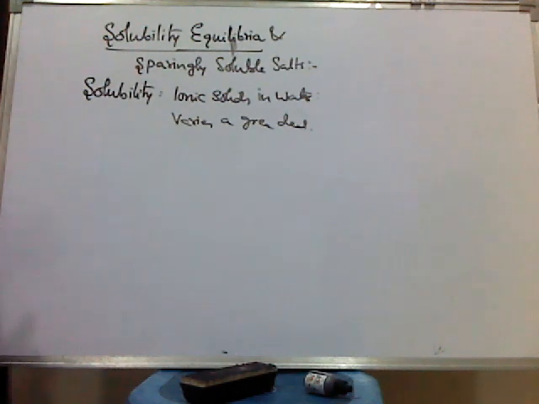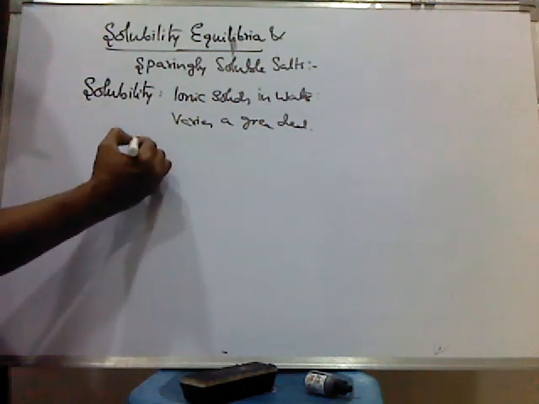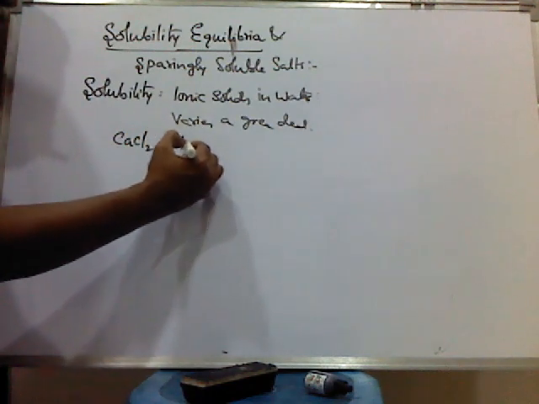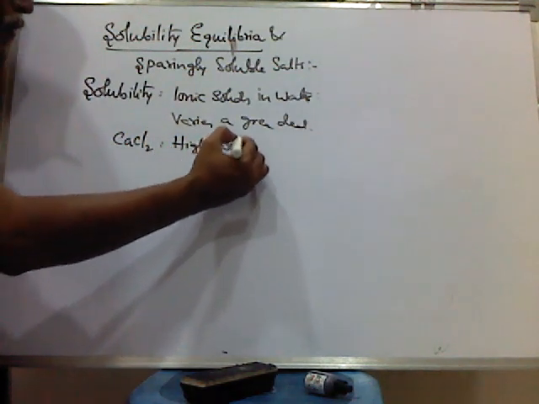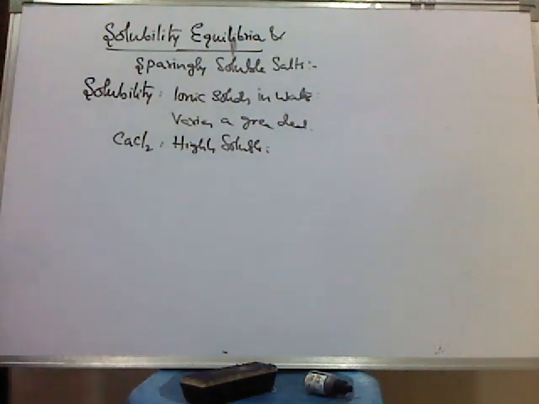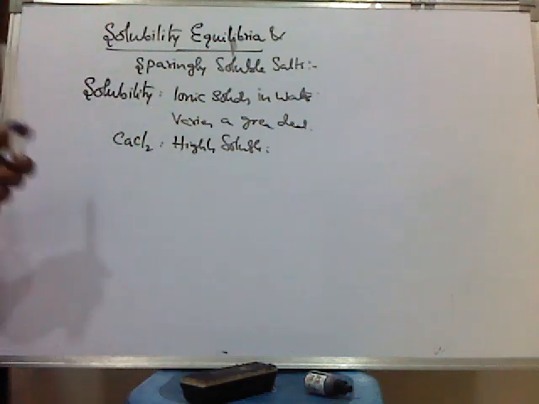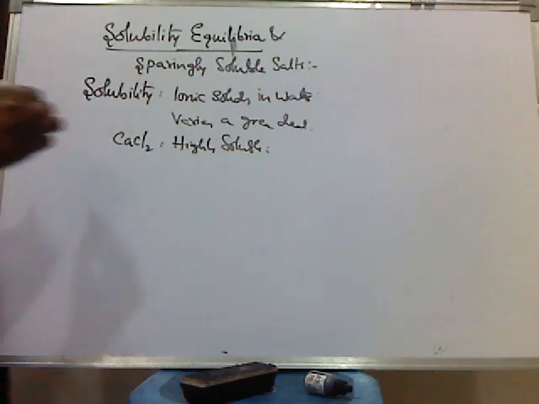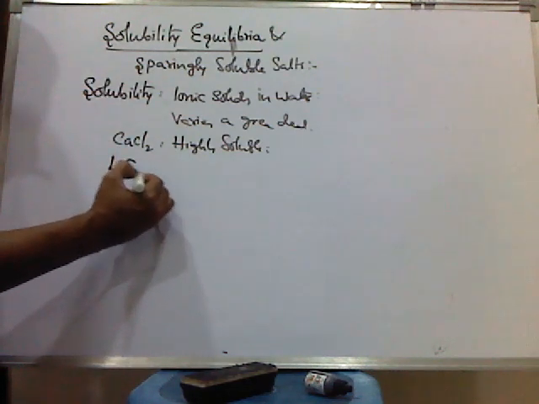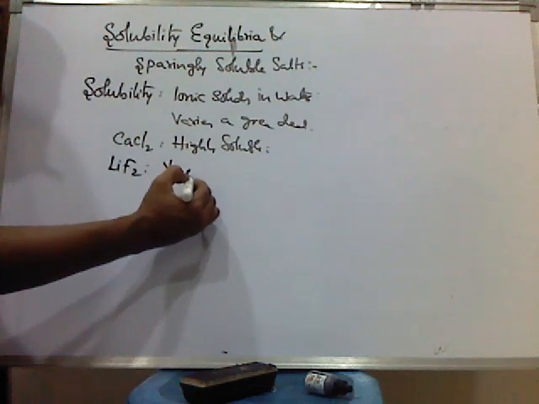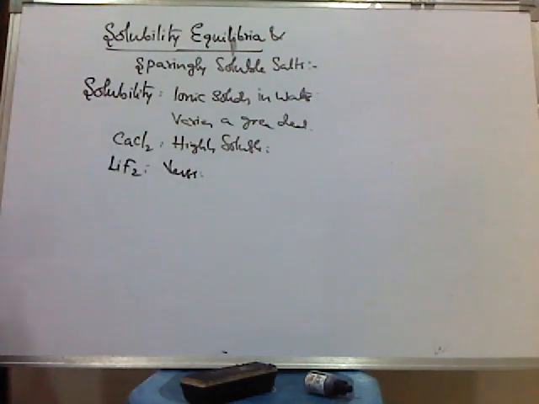For example, if you take salts like calcium chloride, they are highly soluble. Some of them are also hygroscopic in nature, and some of the salts have the ability to absorb water vapor from the atmosphere. Whereas in other cases, if you take salts like lithium fluoride, their solubility is very less.